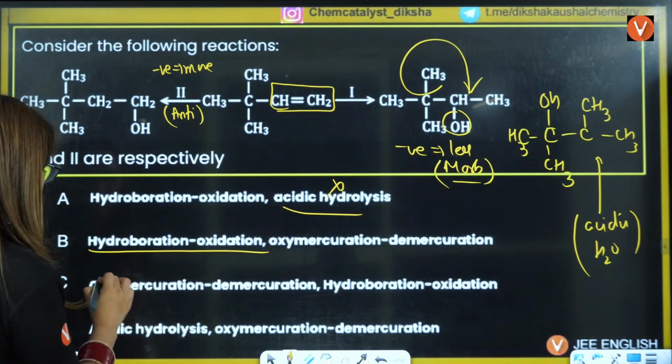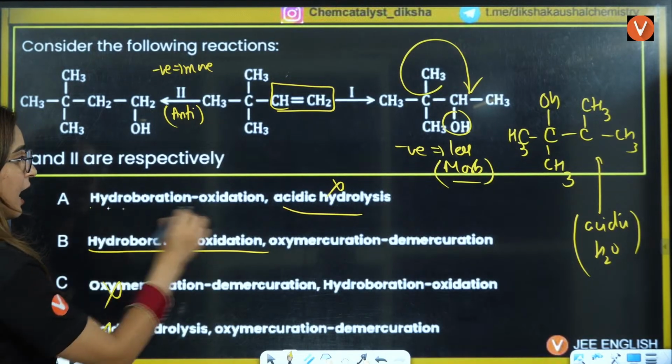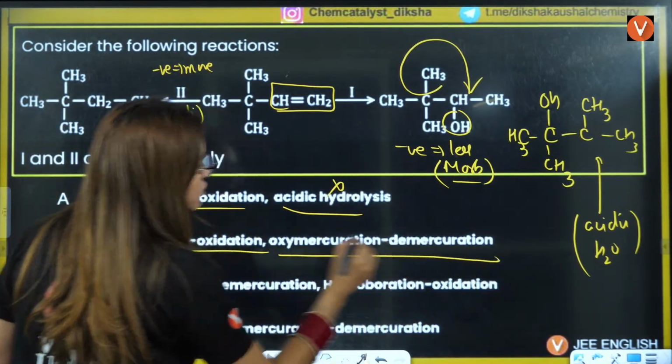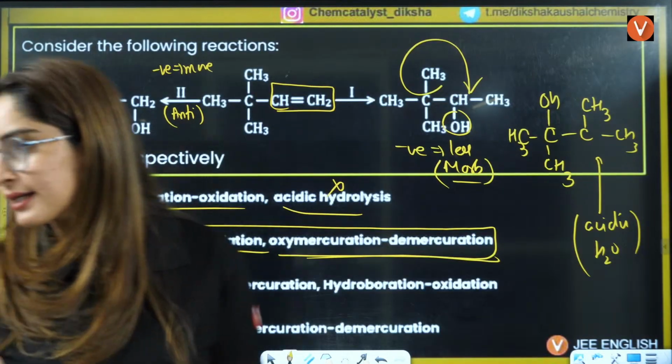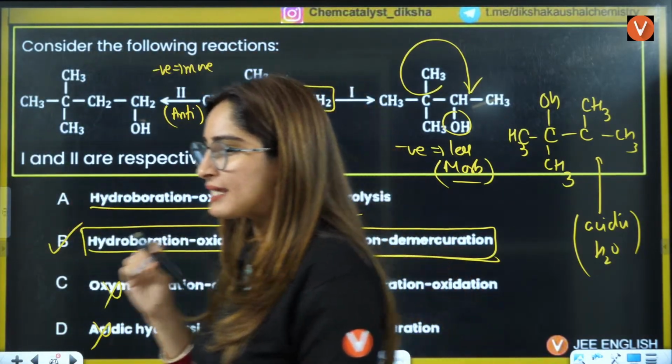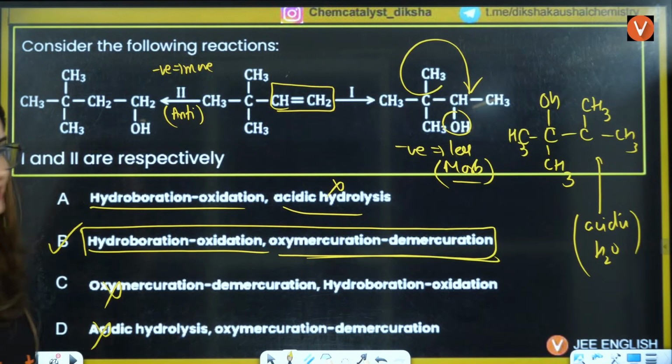Anti-Markovnikov means hydroboration oxidation, right? And Markovnikov means oxymercuration, demercuration. So the answer is B, the correct answer here. Okay, B is the correct answer here, right?